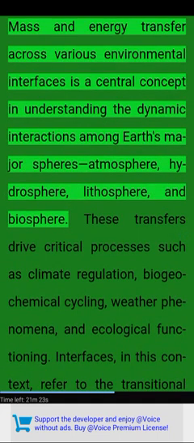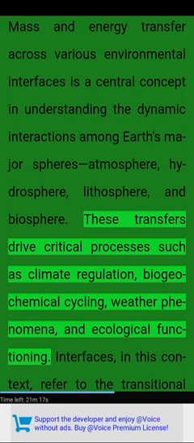Mass and energy transfer across various environmental interfaces is a central concept in understanding the dynamic interactions among Earth's major spheres: atmosphere, hydrosphere, lithosphere, and biosphere. These transfers drive critical processes such as climate regulation, biogeochemical cycling, weather phenomena, and ecological functioning.